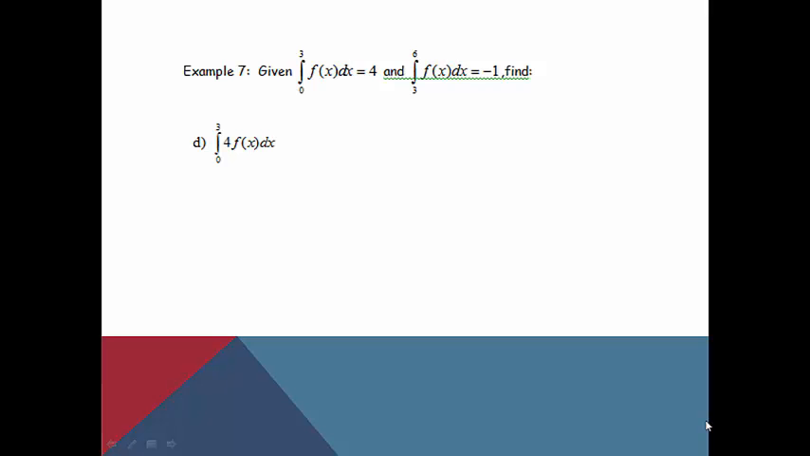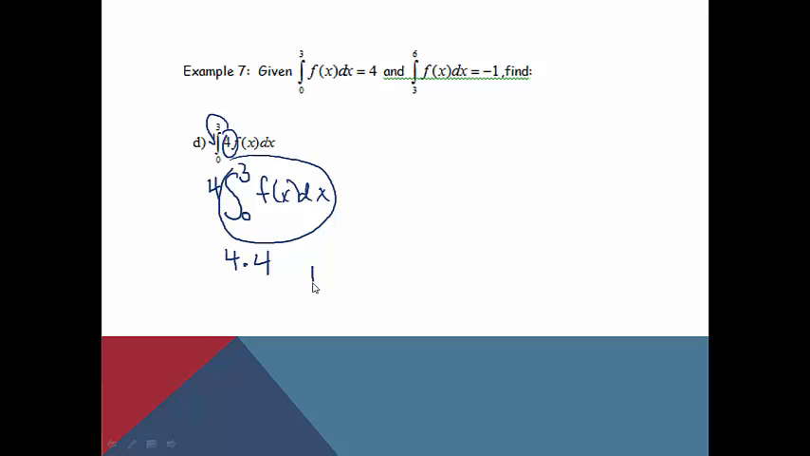Right, example D, find the integral from 0 to 3 of 4 f of x dx. Well, if you recall from the properties, if there's a constant, we can just bump it out front and multiply our answer by 4. So this really just means 4 times the integral from 0 to 3 of f of x dx. They gave us that the integral from 0 to 3 of f of x dx was equal to 4, so this whole part is equal to 4. And then we do have a constant out front. 4 times 4 will be 16.